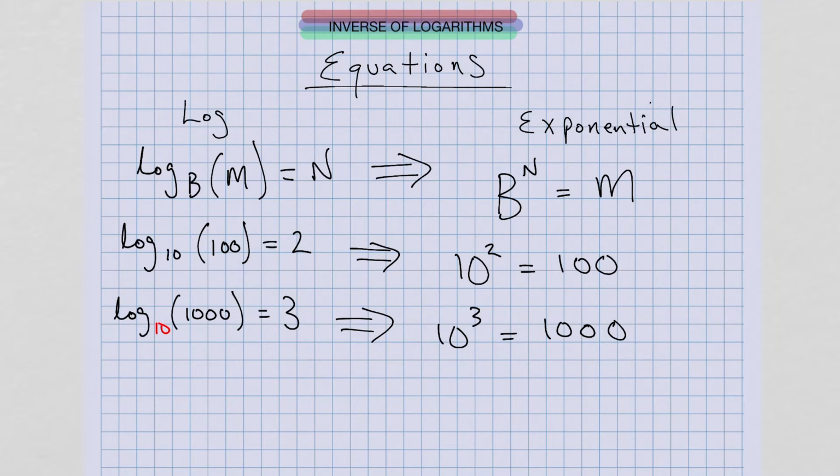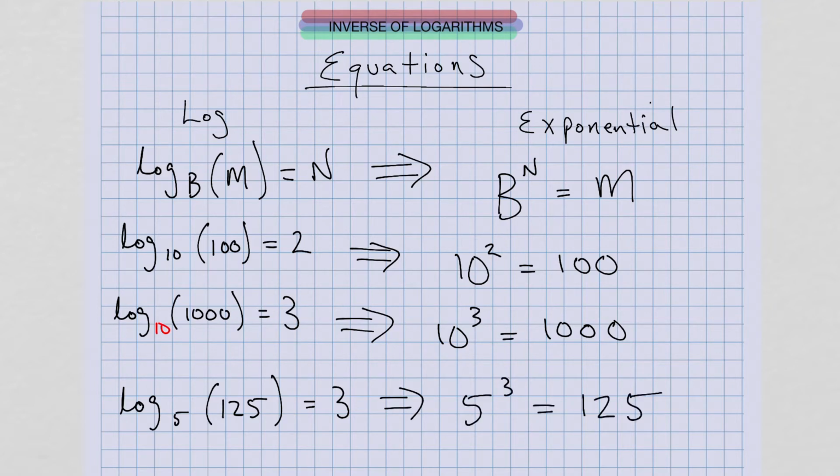Also, if you have something like log base 5 of 125 equals 3, that's saying 5 cubed equals 125. You could have any number as a base: 2, 3, 4, 14, 212, any number that you want. All it's saying is 5 raised to the third power equals 125. So this is the first idea. This is what I would write down here: log base b of m equals n, and this is what it means.